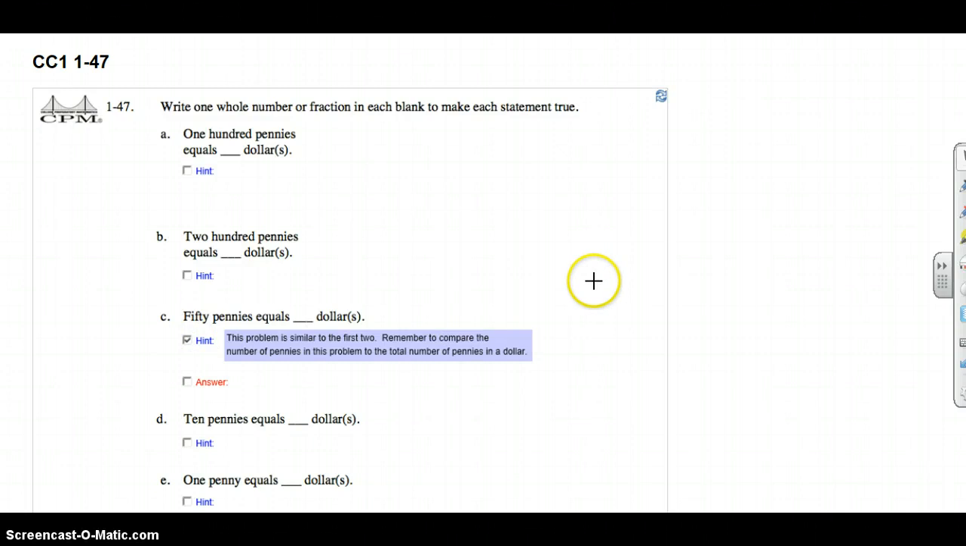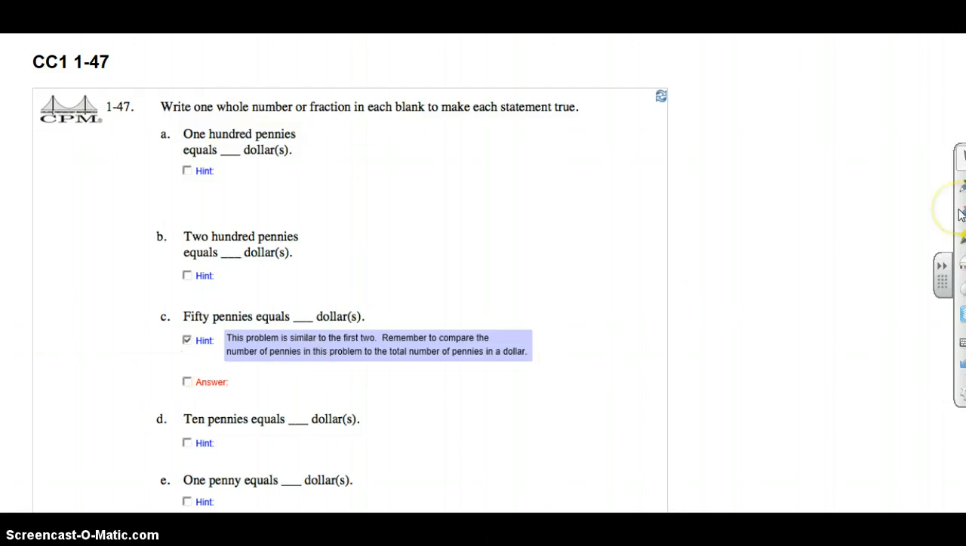147C's hint says this problem is similar to the first two. Remember to compare the number of pennies in this problem to the total number of pennies in a dollar. It also will provide you with the answer if you need to go that far. But think about it this way, okay?